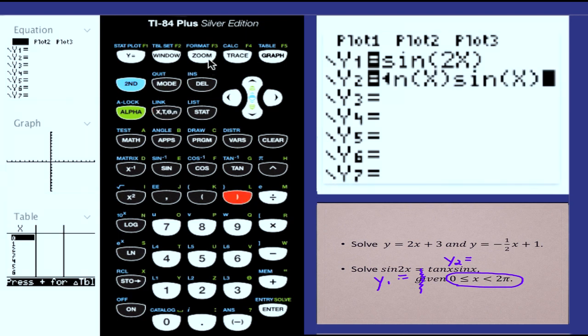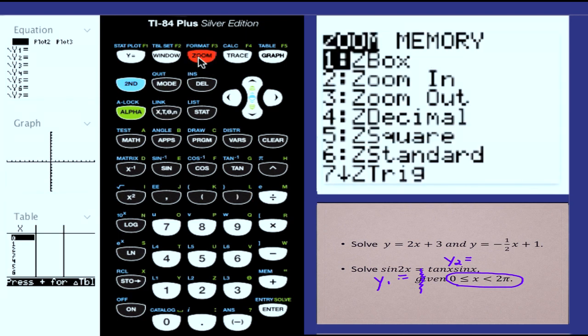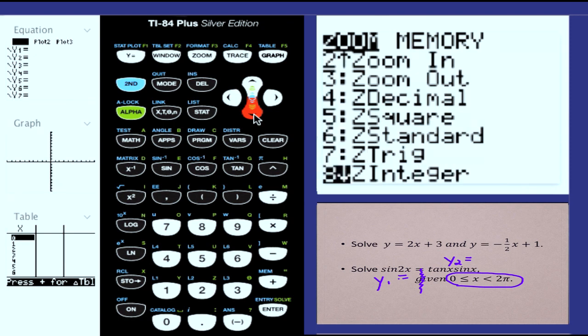And now this time we're going to type zoom because we have trig functions in here. We want to go down to number 7, which is ZTrig or zoom trigonometry. So again, you can scroll down or you can simply type the 7. And that's what happens when you scroll down. Sometimes you go a little bit too far. So all you have to do is scroll back up and then press enter to pick it.